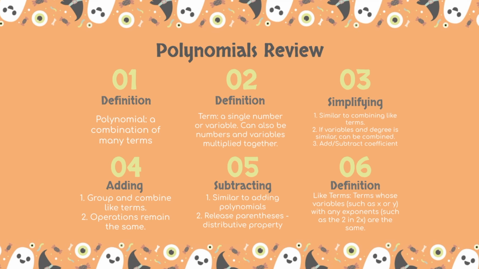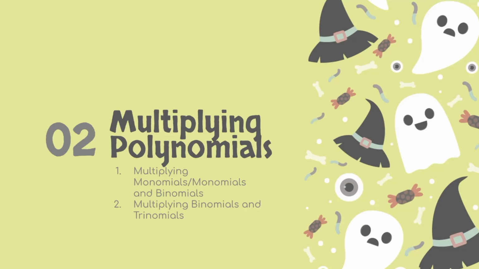In simplifying polynomials, it is just like combining like terms. If the variables and degree are similar, it can be combined. Adding and subtracting polynomials are very similar as well. The only main difference is in subtracting polynomials, you have to release the parentheses using distributive property. Finally, the last term I'd like to define is like terms, meaning terms whose variables with any exponents are the same. For a more in-depth review on these topics, part 1 of polynomials contains more examples and definitions.